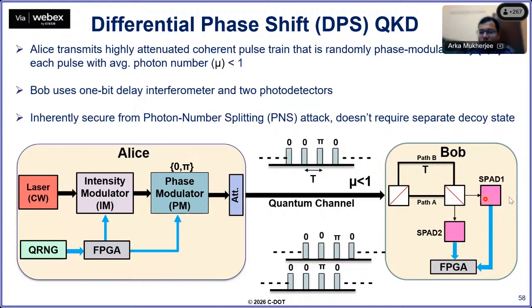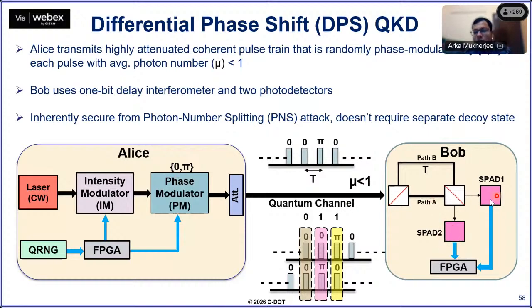If they are in the same phase, they will interfere constructively, and SPAD 1 in the constructive arm will click. So if this SPAD clicks, we can understand that they are in the same phase, so 0 was sent from Alice. Similarly, this other SPAD is connected in the destructive arm. So with 0 and pi, there is a pi phase difference, so there will be destructive interference. SPAD 2 will click, and we can understand that 1 was sent from Alice.